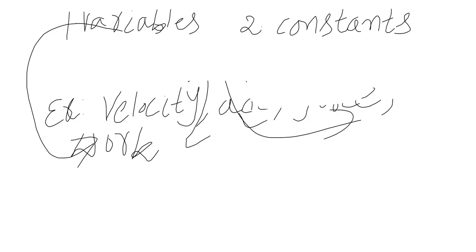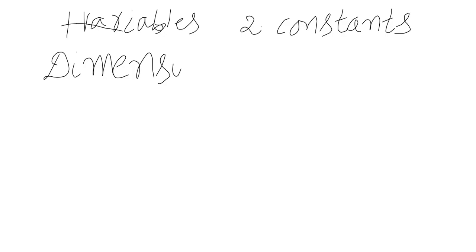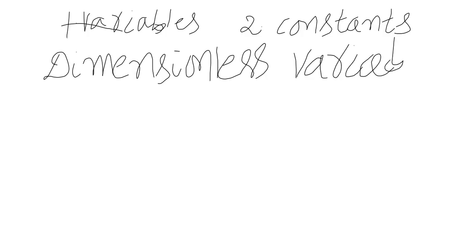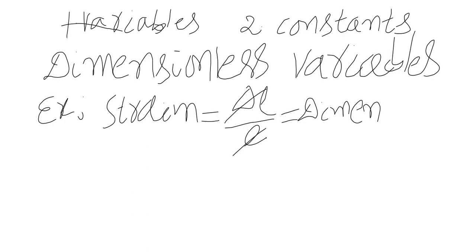Next one is dimensionless variables. Some physical quantities are the ratio of the same physical quantity, so they are dimensionless. Suppose strain is there. Strain is the ratio of the same physical quantity, so both are cancelled and this is a dimensionless quantity. Even though it is a physical quantity, it is dimensionless.